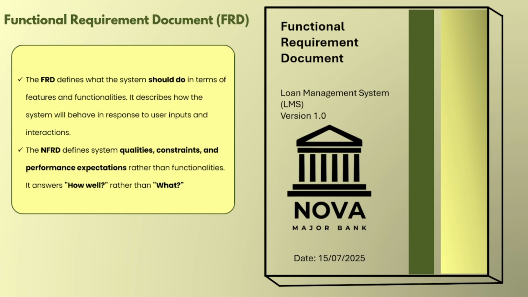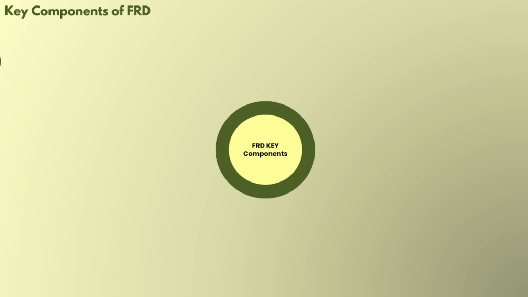Now let us see the key components of FRD. And the very first is purpose. Means when we create any FRD, functional requirement document, there are 10 key components we generally use while creating it. Kind of a header, like in the business requirement document.